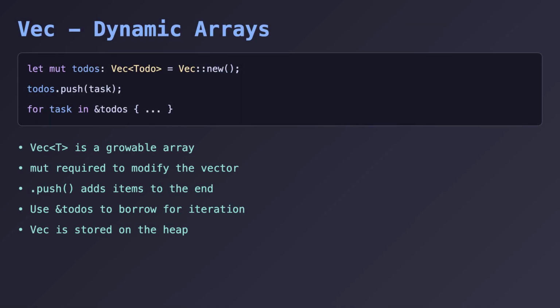Now let's use a vector to store multiple todos. Vec is Rust's dynamic array that grows as needed. We use push to add items and iterate with for loops.